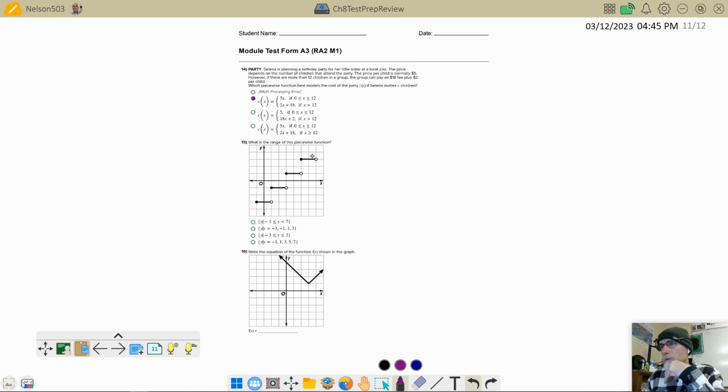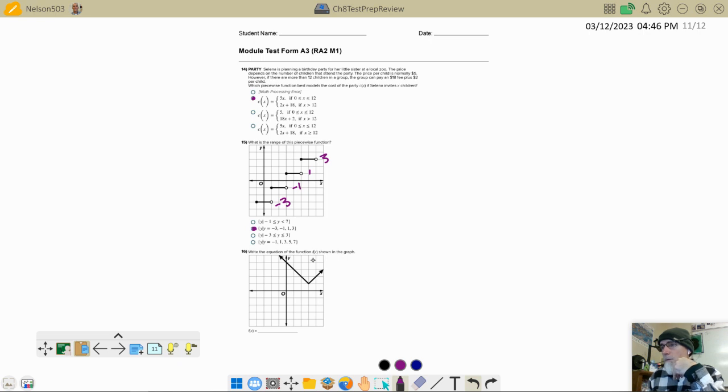What is the range of the piecewise defined function? Well, the y value here is -3. The y value here is -1. The y value here is +1. The y value here is 3. So we're looking for the one that just lists them out. It's this one right here, okay?